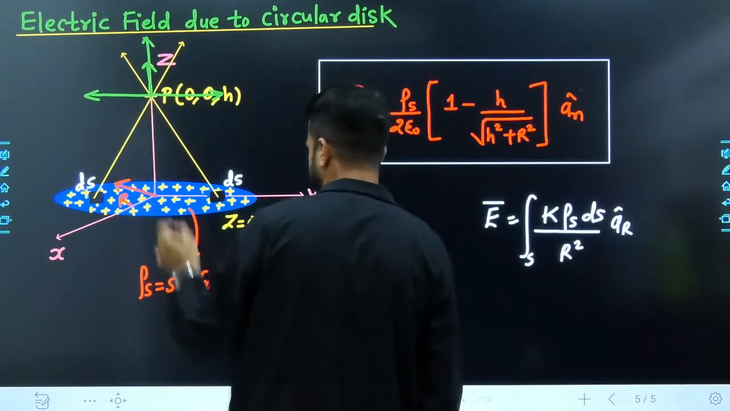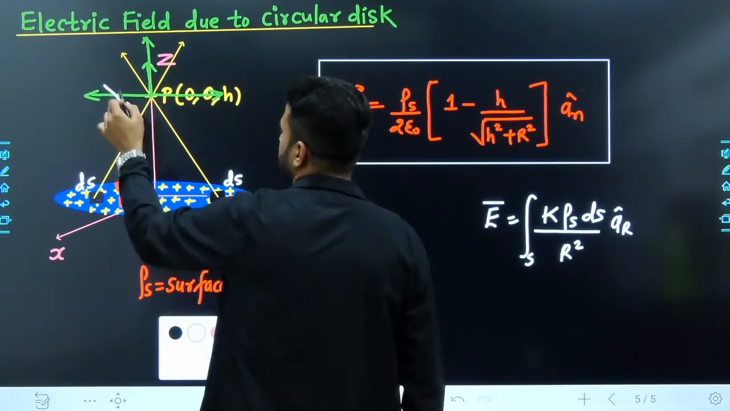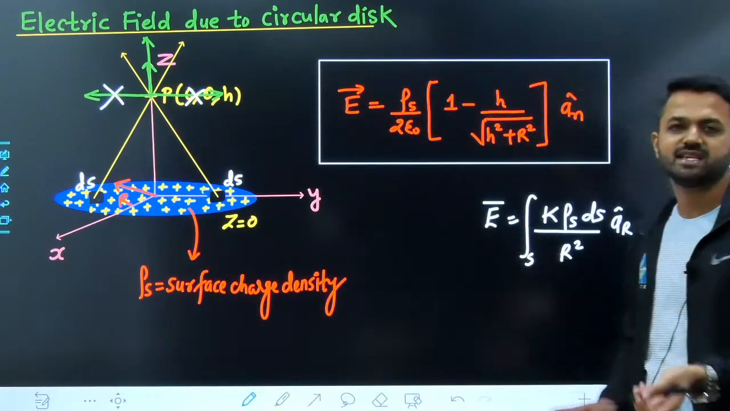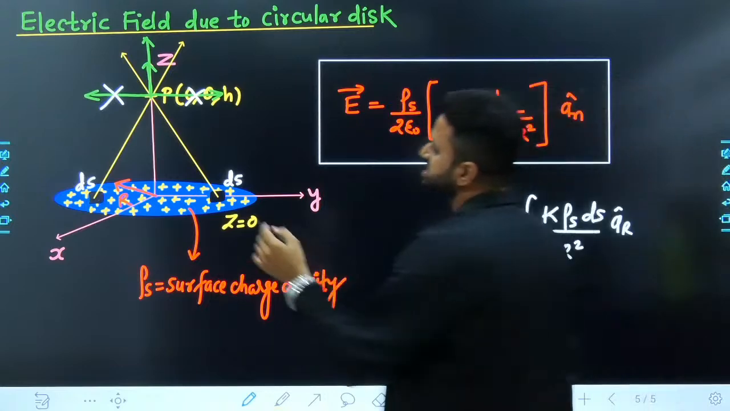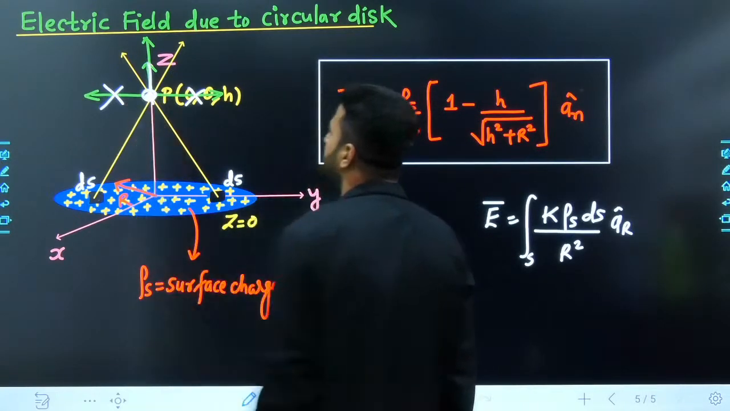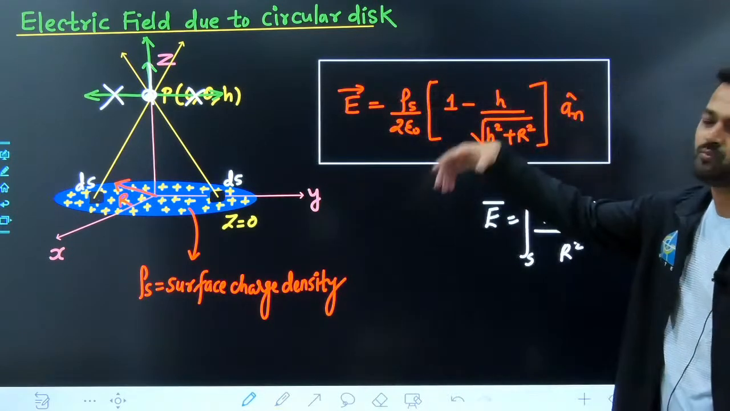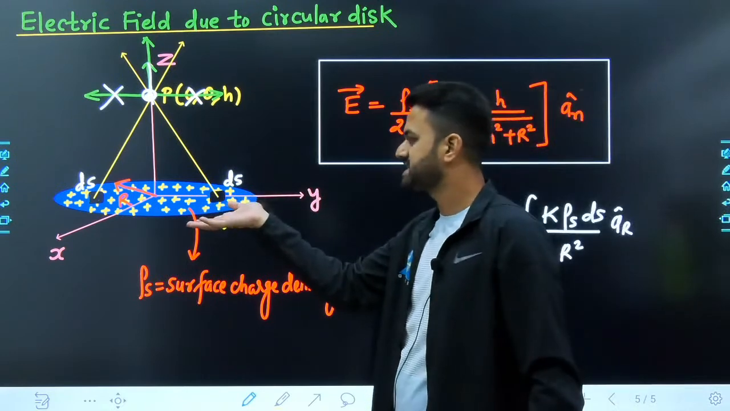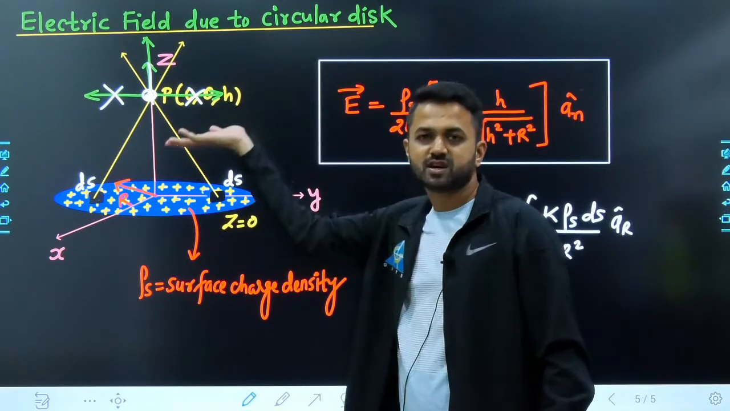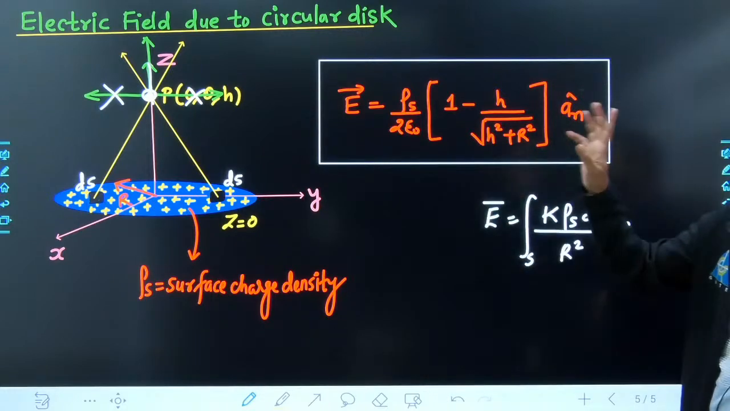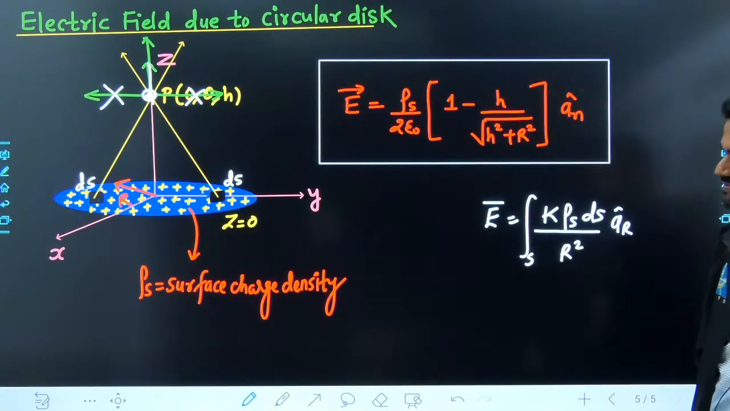So again you can see that these components are cancelling each other. So the radial components will cancel each other again, and the direction of electric field at point P will be going in the positive z direction if the point P is lying above the plane. If the point P is lying above the circular disc, then the direction of electric field will be in the positive z direction, and for the downward it is negative z direction.